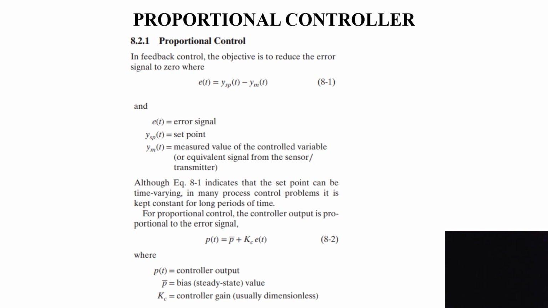p of t is proportional to kc into e of t, and you have an additional term p bar, that is the bias. So p of t is proportional to e of t, and that proportionality is replaced by a constant: p of t equals p bar plus kc into e of t, where kc is the controller gain and p bar is the bias of the control signal.